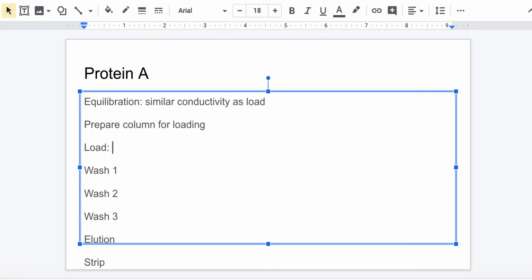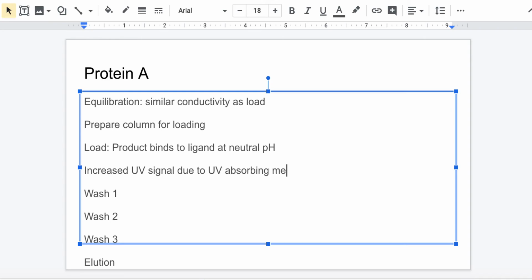Then you have the load. The product binds to the resin at neutral pH, and you have an increased UV signal primarily because of UV-absorbing media components.